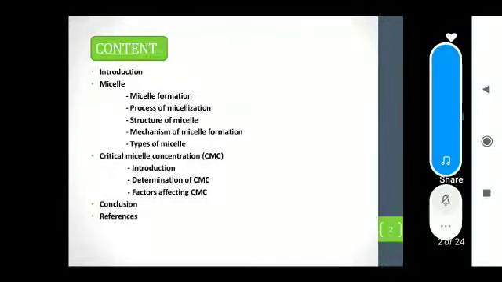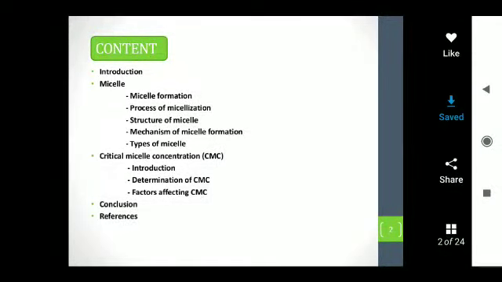Good morning, students. Today's topic is critical micelle concentration and its importance. In this topic, we will discuss the introduction to micelles, types of micelles, structure of micelles, critical micelle concentration, determination of critical micelle concentration, and factors affecting critical micelle concentration.